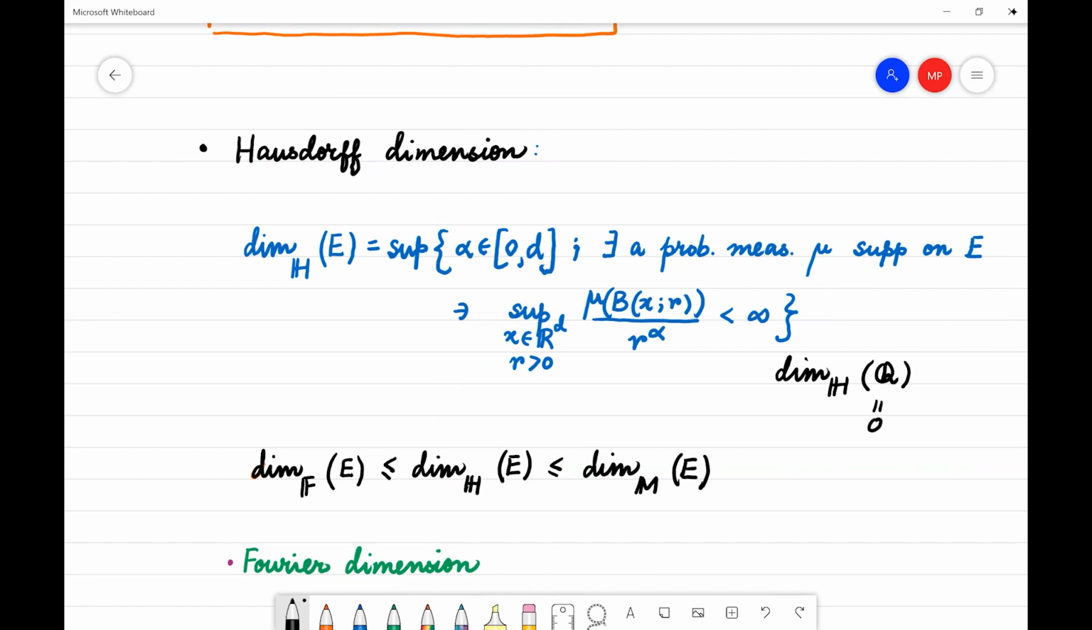Malabika, can you give us an intuitive description of the Hausdorff dimension? That always sounds a mystery to students.